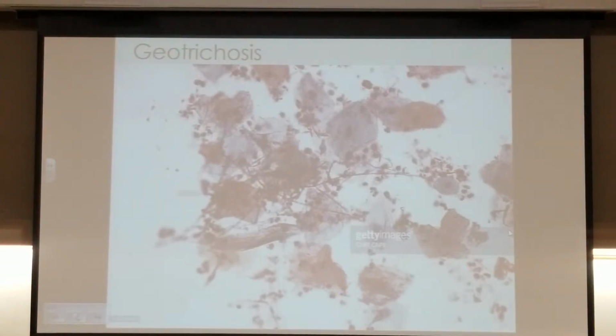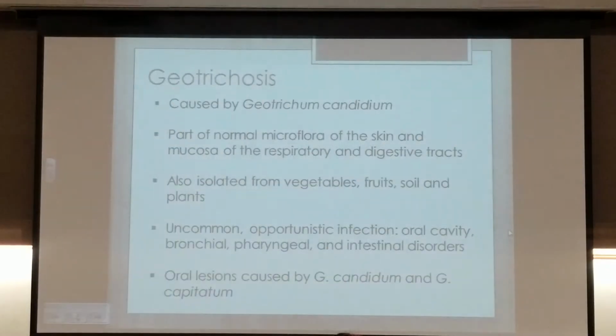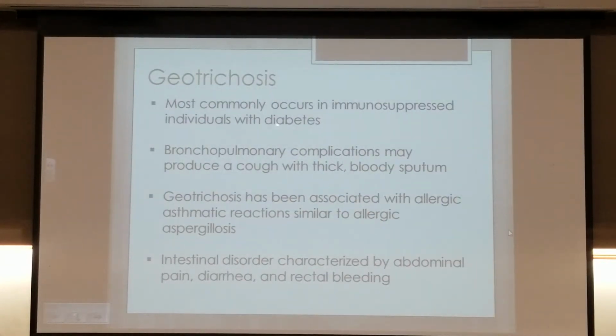Geotrichosis. So we're happy with histoplasmosis and we're happy with sporotrichosis. Going on to geotrichosis. The cause of it here is part of the normal microflora. This one would probably be an idea for you to know. Again, immunosuppressed individuals with diabetes.